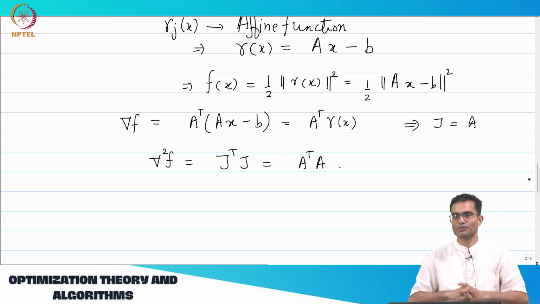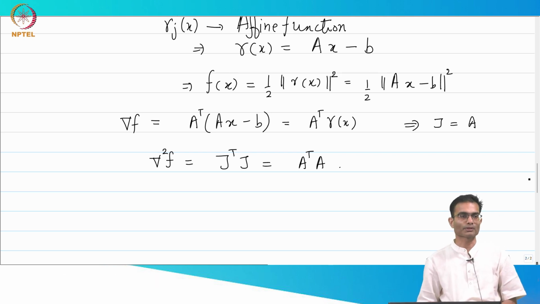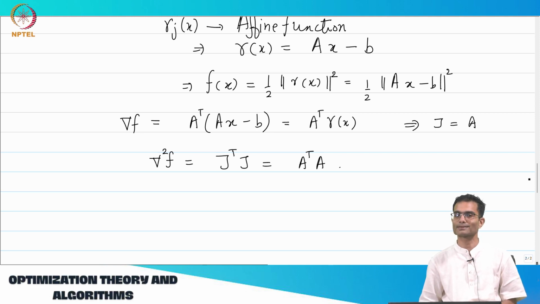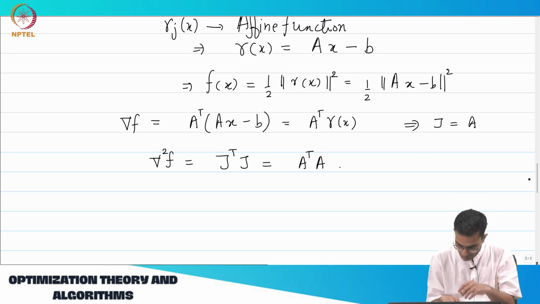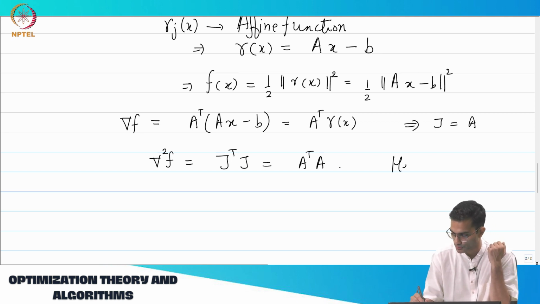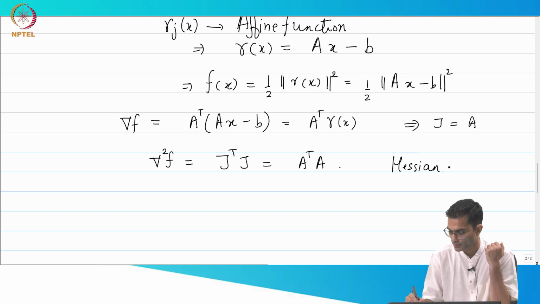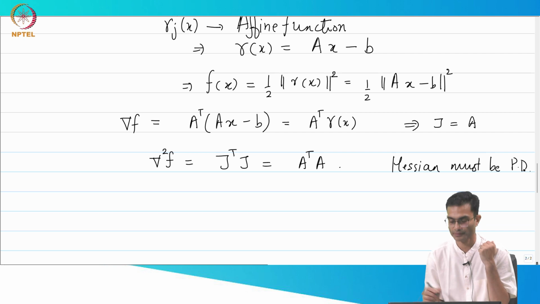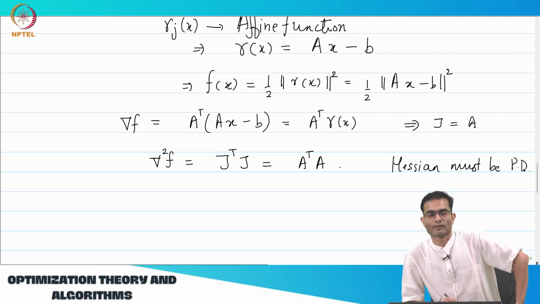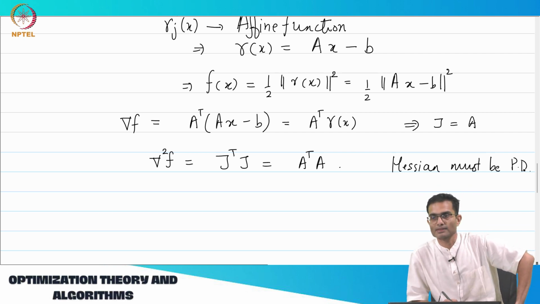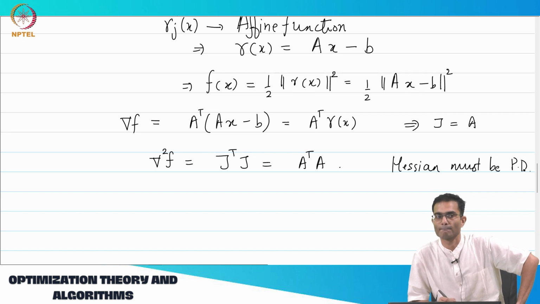Now supposing I wanted to do, for example, the Newton method or something like that over here. For that, what is the requirement on the Hessian? Positive definite. So Hessian must be positive definite. Is this expression positive definite? I hear several yeses. Anyone disagreeing?